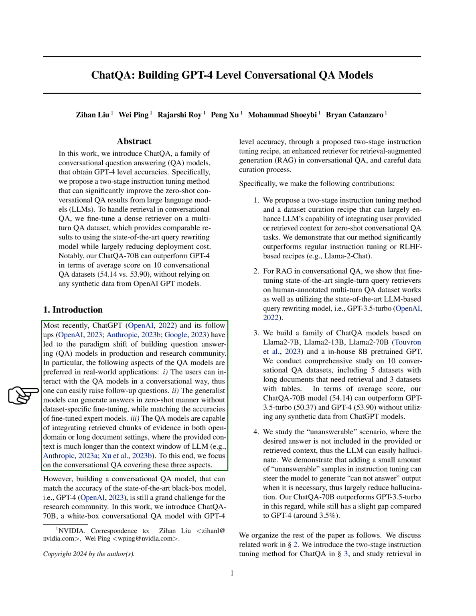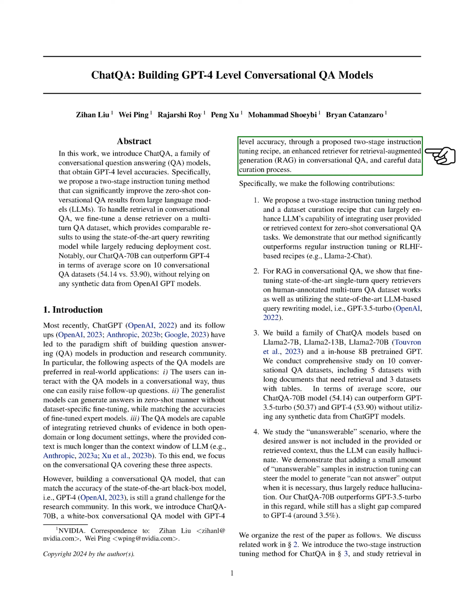In this paper, we introduce ChatQA-70B, a conversational QA model that matches the accuracy of GPT-4. We achieve this through a two-step instruction tuning process, an improved retriever for retrieval augmented generation in conversational QA, and a meticulous data curation process.